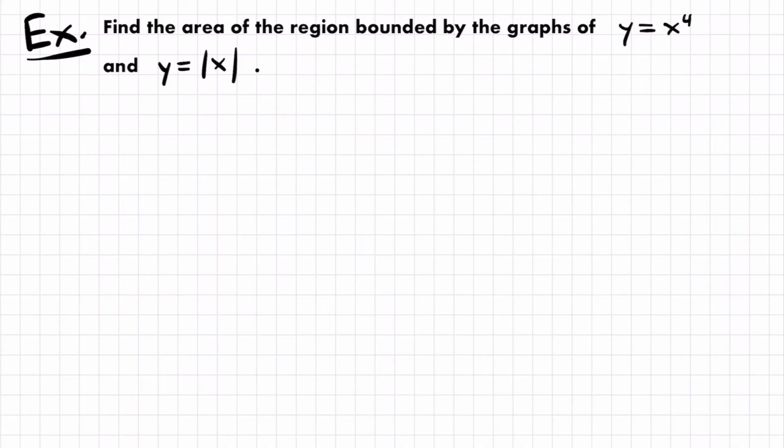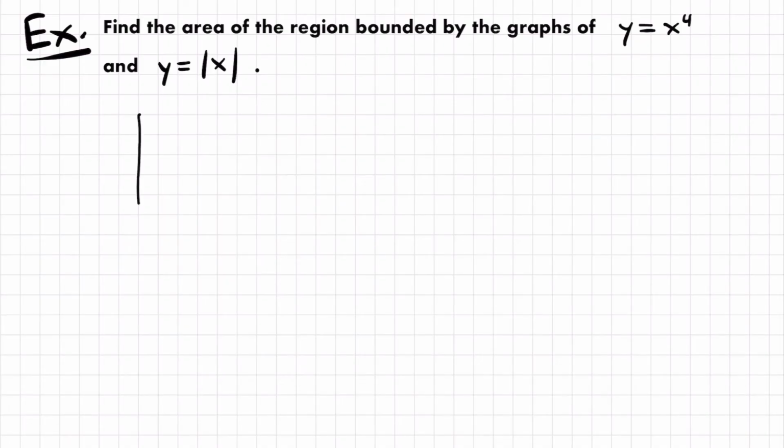Now that's not going to be as easy this time because we have an absolute value function, but thankfully that's a pretty easy function to graph, and so maybe we can just determine where these two functions intersect by just graphing both of them on the same coordinate plane. And so let's do that.